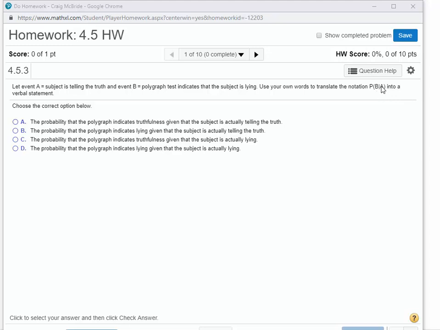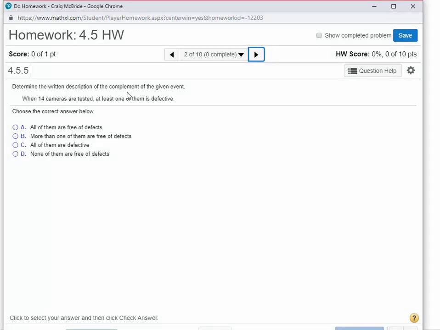What does this mean? That's the probability of B given A. So in this case, it's the probability that a polygraph test indicates that a subject is lying, given that the subject is telling the truth. Okay, so B given A. That's pretty simple.